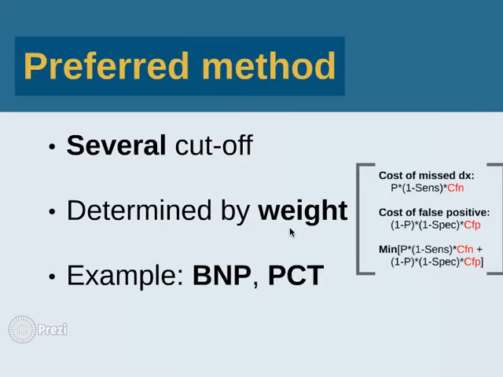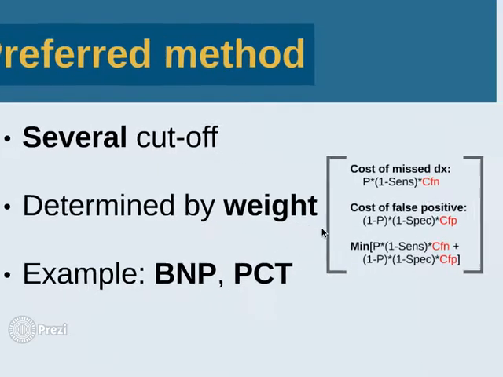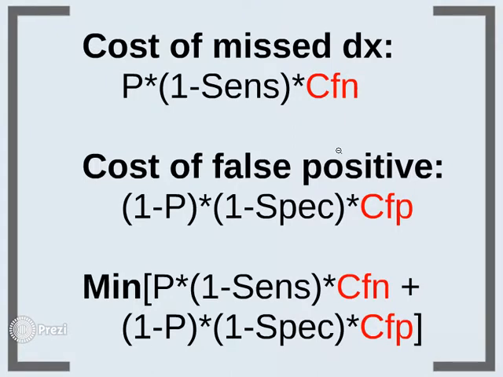So what's the preferred method? You could use several cutoffs. You may know that now many researchers recommend two cutoff values for both BNP and PCT. And what can we do by using different weights? I don't want to explain too much about the formula, but just to show you that you could minimize the cost of the misdiagnosed cases, the false negative cases plus the false positive cases. Of course, you can give different costs to those values, but that's a very sophisticated calculation. Maybe as an emergency physician, you just want to use a sensitive cutoff to rule out your patient, and maybe a specific cutoff to rule in your patient.